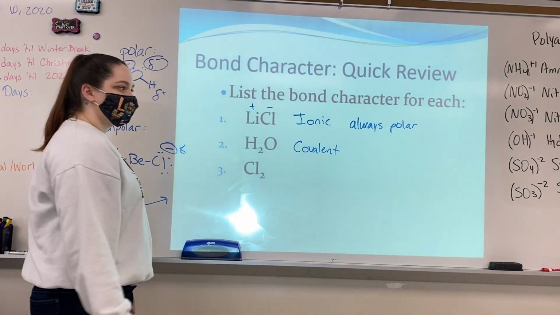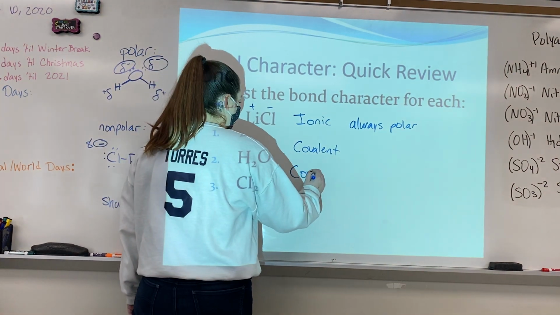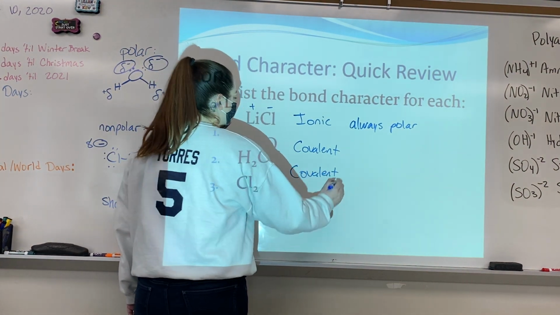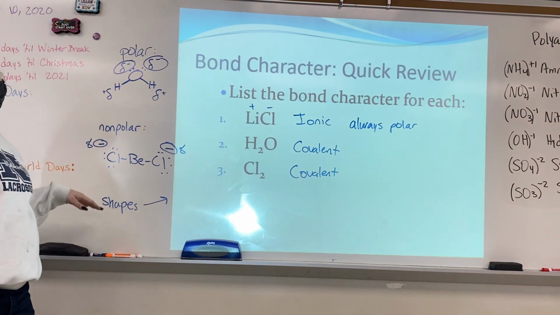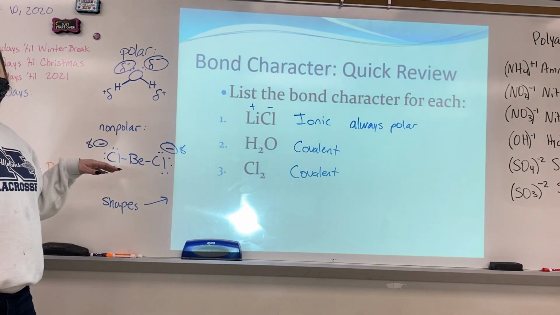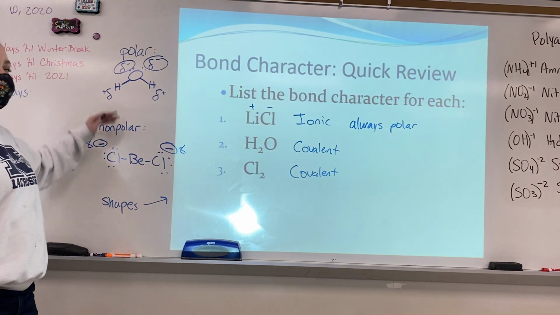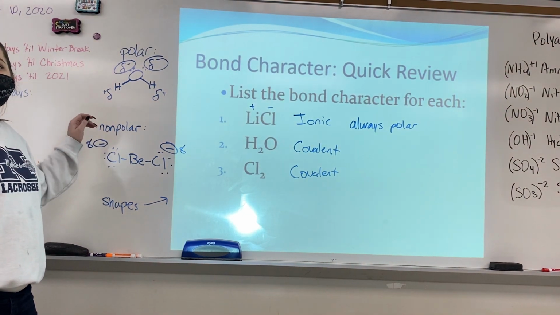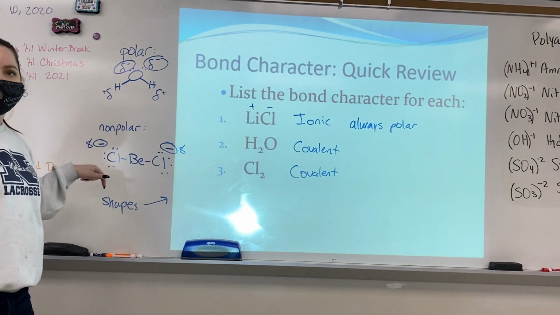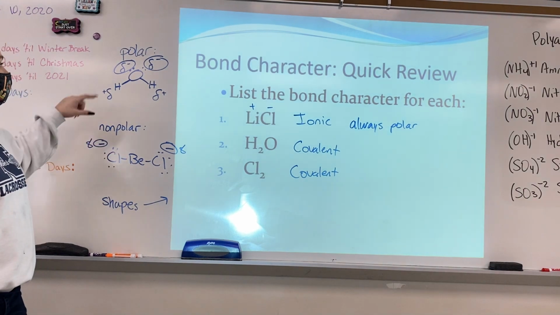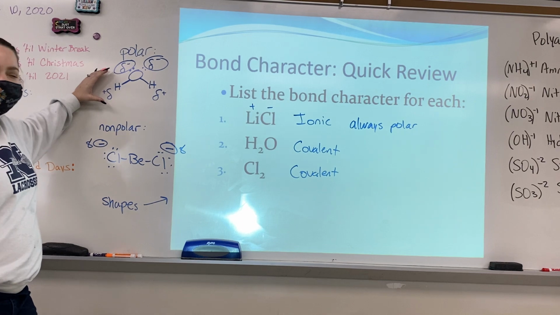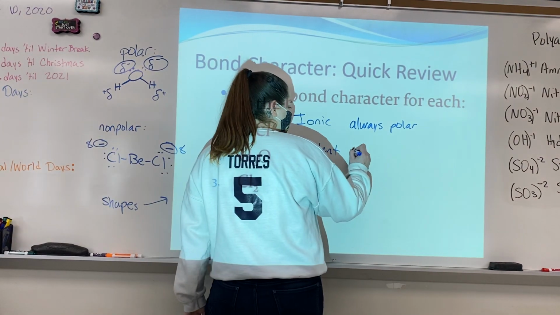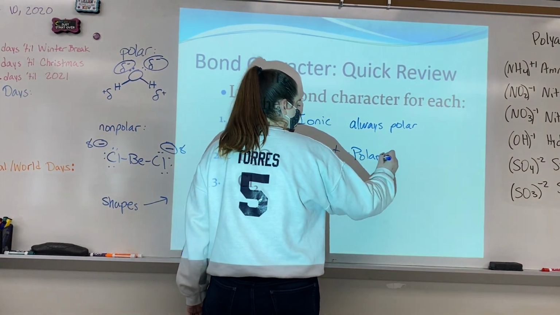Oh, that is also covalent. Now, your covalent bonds are the ones that can either be polar or non-polar. So with covalent bonds, you're going to have to draw them out and figure out: do you have the same signs or different signs? For H2O, I have it drawn here. What did we say water was? Water will always be polar covalent.